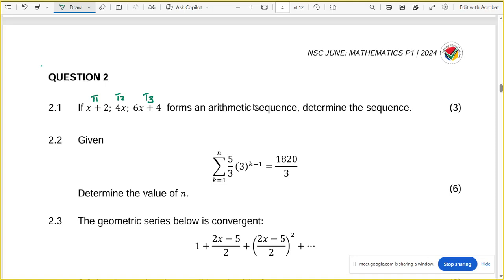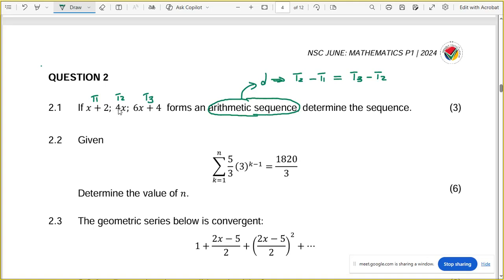Okay, so the most important thing is that we are told that this sequence forms what? An arithmetic sequence. So in arithmetic sequence, we have what we call the constant difference. To find the constant difference D, we take your T2 minus T1. The answer should be the same when you take your T3 minus T2. Are you happy with that? Yes, sir.